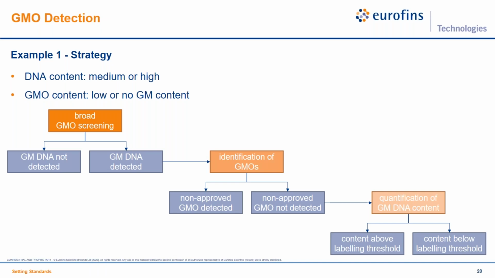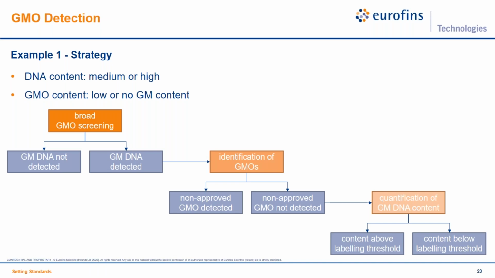If at this point the GM detection is negative, so you have a negative screening result, normally the analysis stops at this point. And this is what you always should try to achieve for your customer: stop the GMO testing strategy at an early point. So if it's negative, fine for you and your customer.